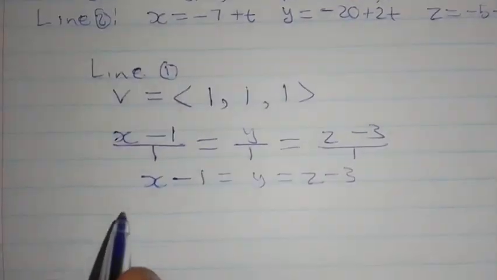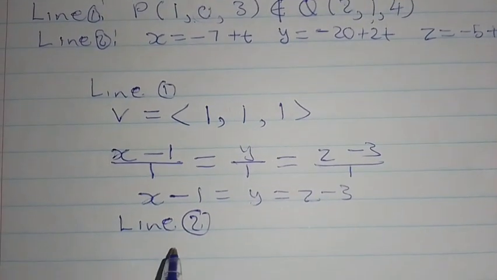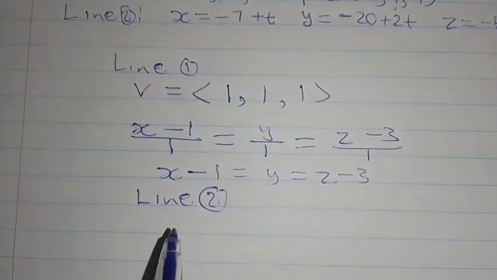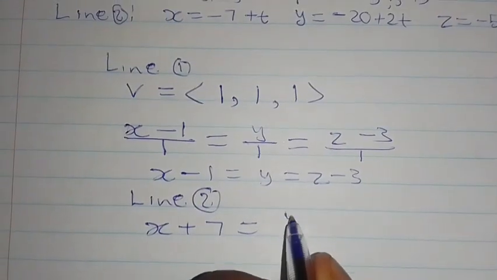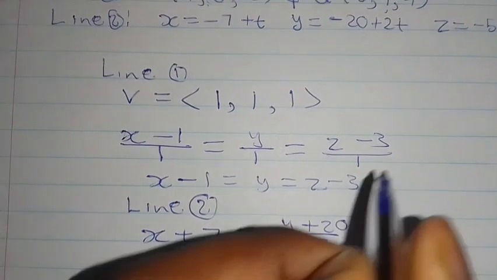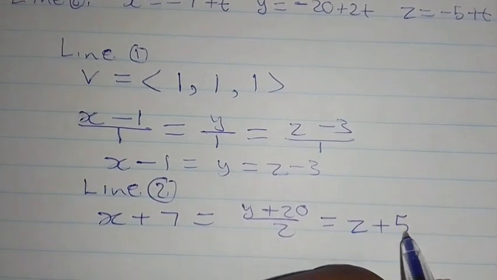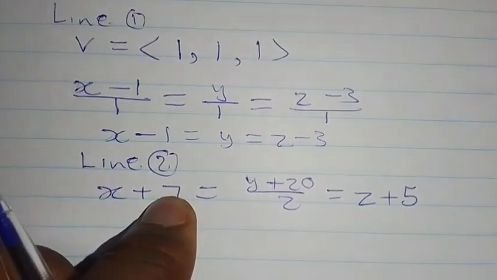And now line 2 in symmetric form, the symmetric equation. For line 2, we just solve for t in each equation. Here, if we solve for t, we're just going to have x plus 7. And here, if we solve for t, we're going to have y plus 20 divided by 2. And here, if we solve for t, we're going to have z plus 5. So you have a symmetric equation of the first line, and you have a symmetric equation of the second line.